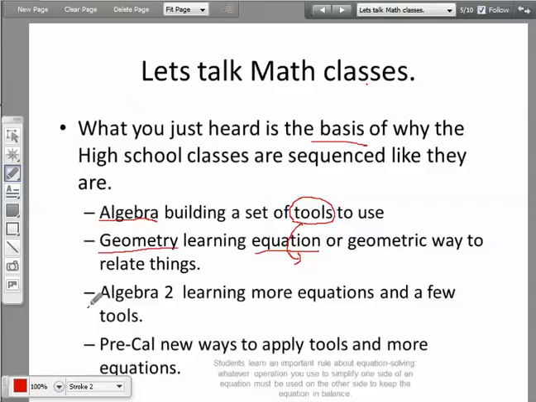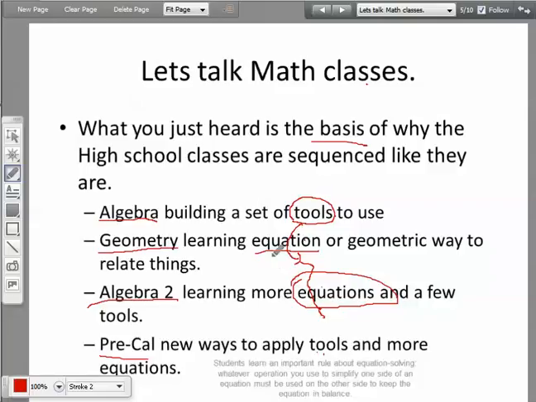And then algebra 2 comes after geometry because what are you going to do? You're going to learn more equations and you're going to learn how to use those tools with other types of equations other than just geometric ones. Okay? And then you'll move on to pre-cal. And it'll be applying those tools in different, more exotic ways to solve problems. Okay? This is the sequence that you're going to go through. Learning the tools here, applying the tools, applying the tools, and applying the tools. And along the way, you might learn a few other things as well.